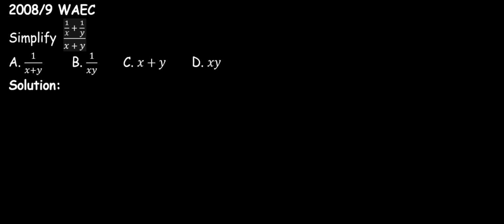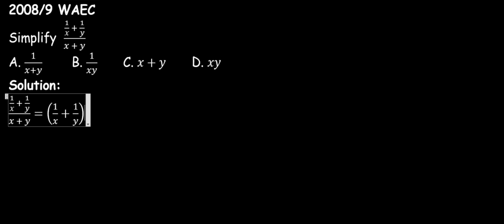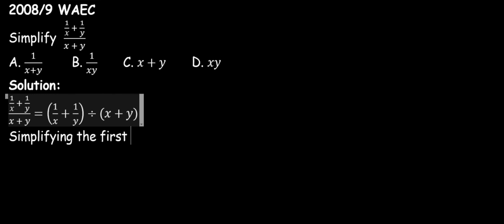Another example. Simplify 1 over x plus 1 over y divided by x plus y. Options are given. Solution. Our given problem, properly presented, is the same as 1 over x plus 1 over y, introducing bracket. Then we can now show our division sign properly. I will introduce bracket to also close the x plus y. Simplifying the bracket item first, using our knowledge of fractions, the LCM of x and y is xy at the denominator.